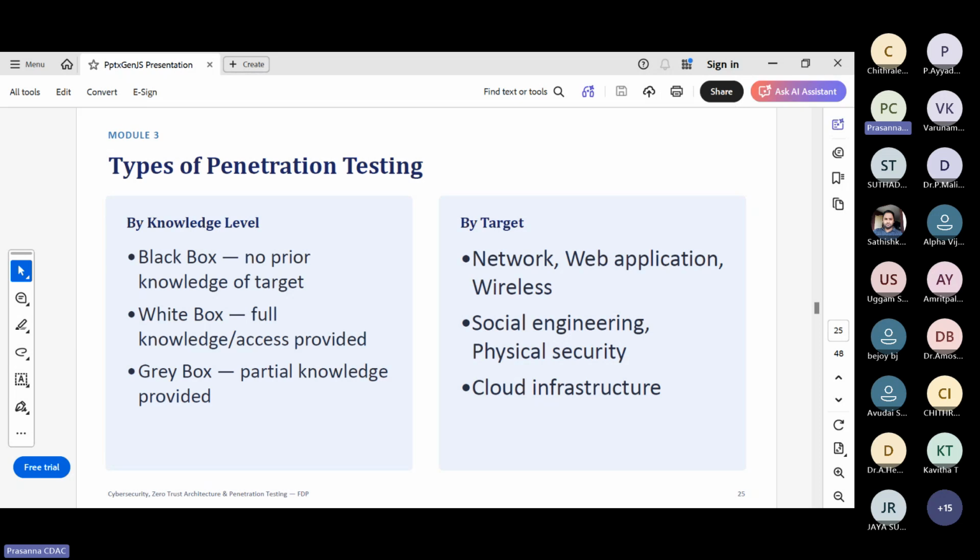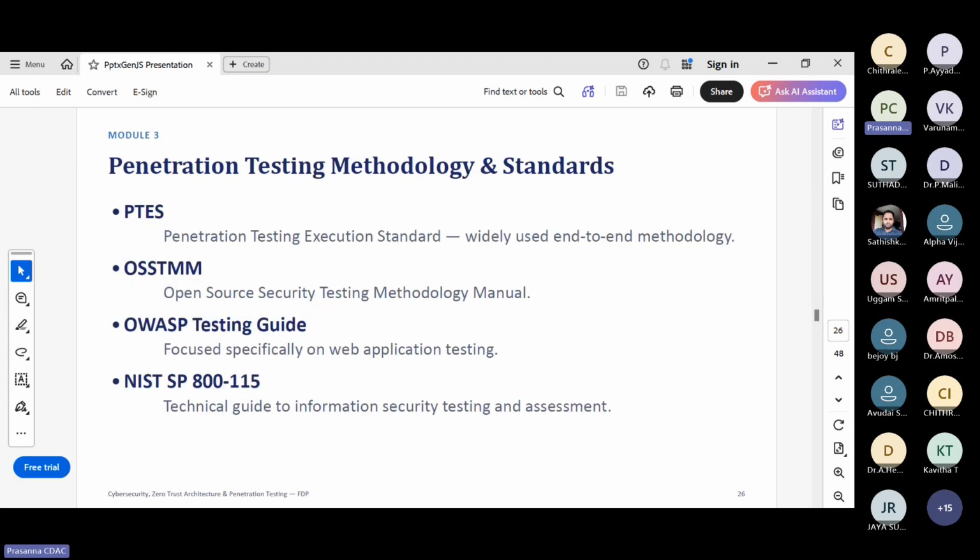The target applications can be your network, that is, the network infrastructure, whether he can enter into your network. How can he enter? Through an access point. Suppose your access point allows a guest user and he is able to get connected to your network, that is a weak point. Then there are web applications, social engineering, etc. If you need something, let me know. I'm just brushing through it.